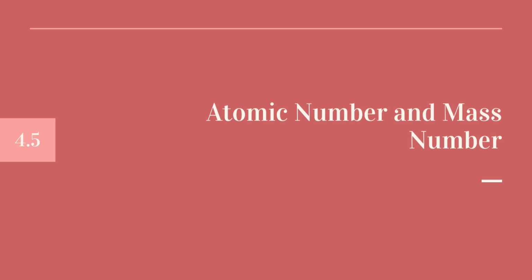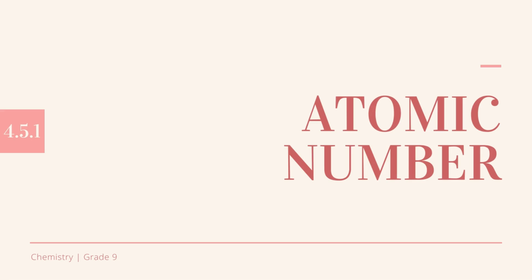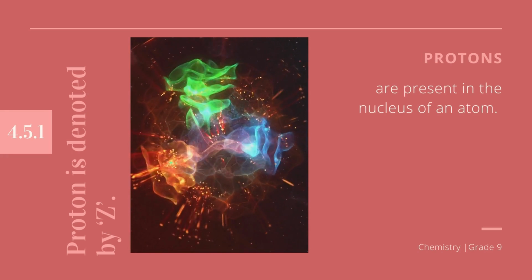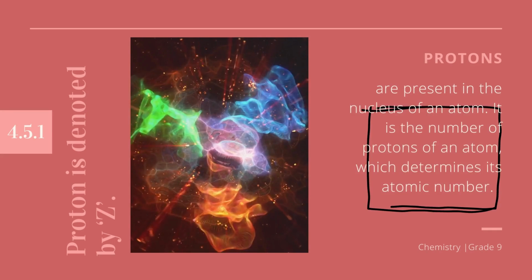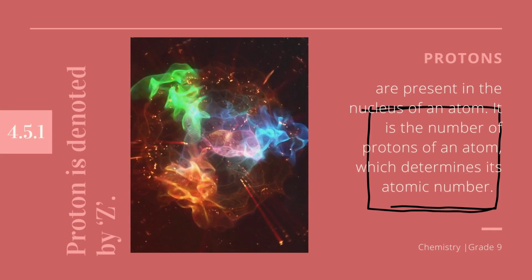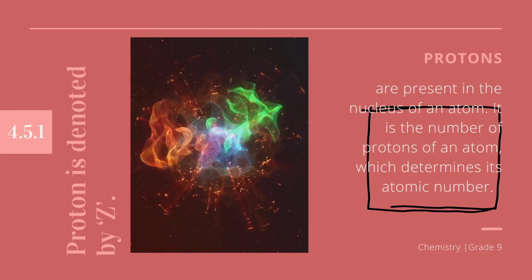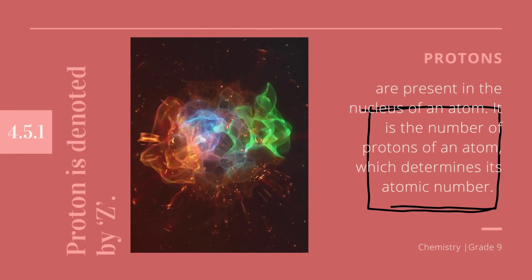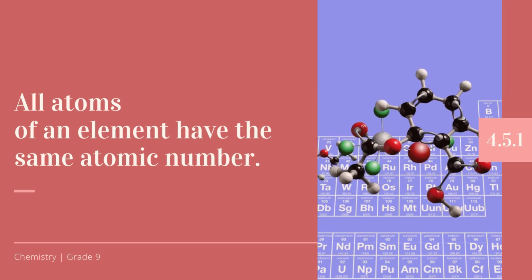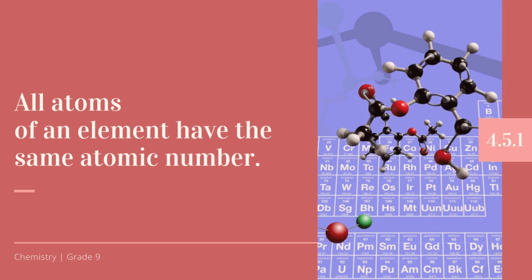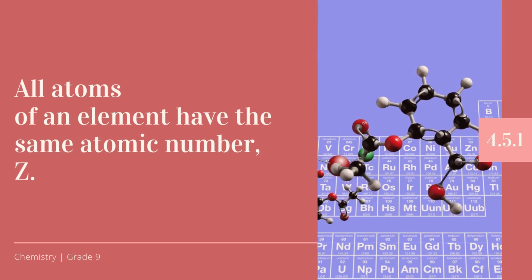Atomic number and mass number. Let's first discuss the atomic number. We know that protons are present in the nucleus of an atom. It is the number of protons of an atom which determines its atomic number. It is denoted by Z. All atoms of an element have the same atomic number, Z.